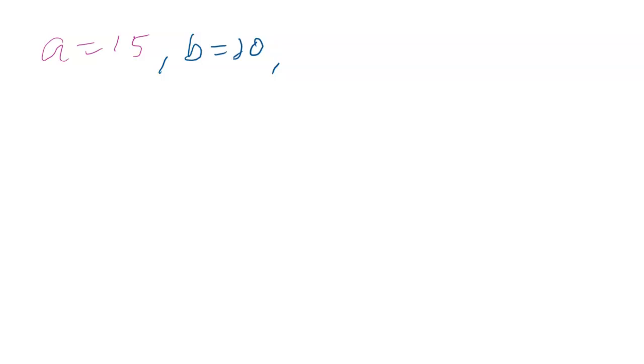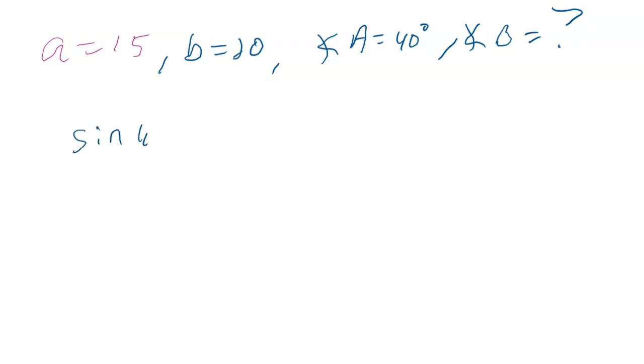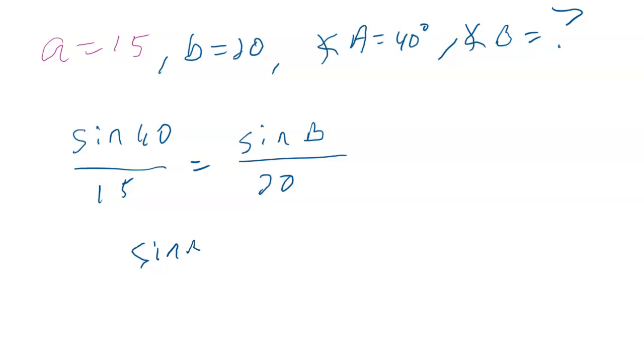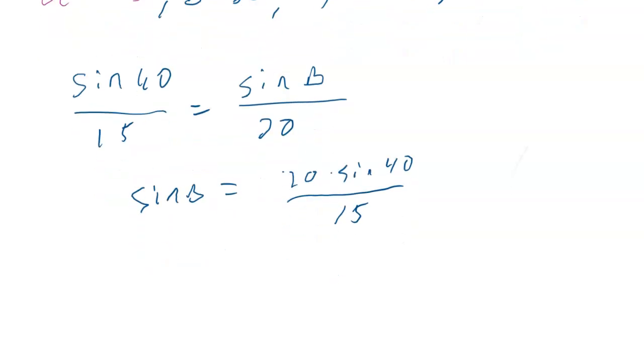And we want the measure of angle A, or measure of angle A is equal to 40. And the measure of angle B is equal to question mark. Same setup. Sine of 40 over 15 is equal to sine of B over 20. And then I solve. Sine of B is equal to 20 times sine of 40, all divided by 15.